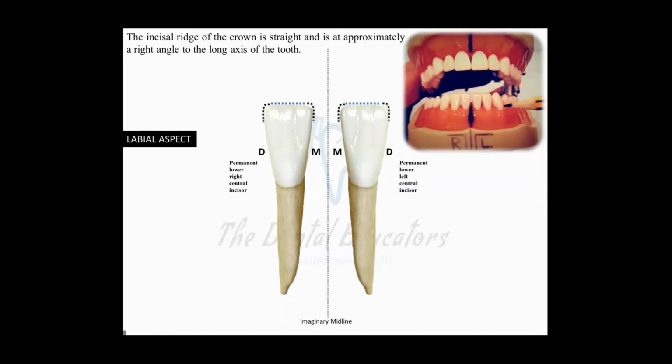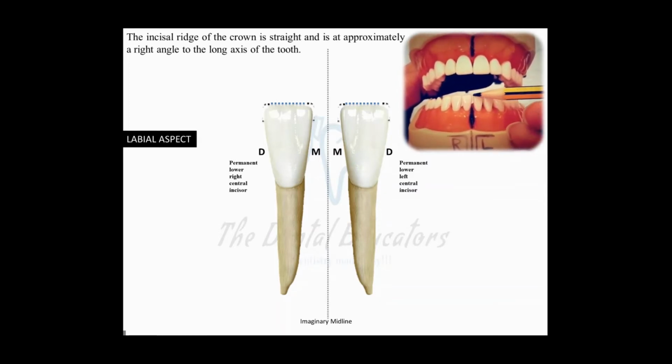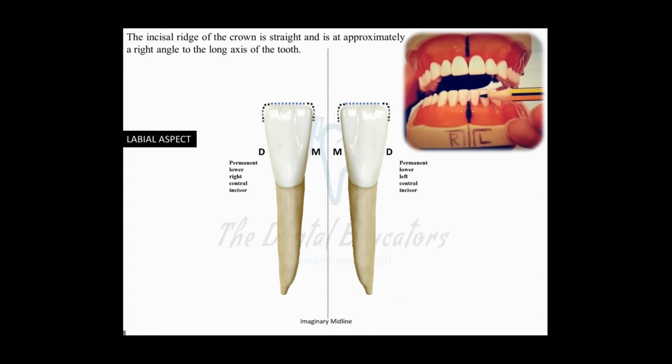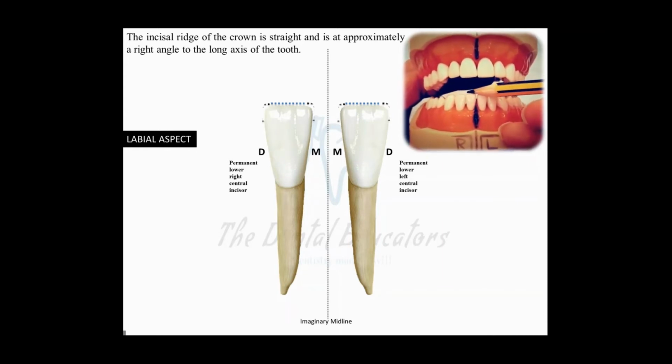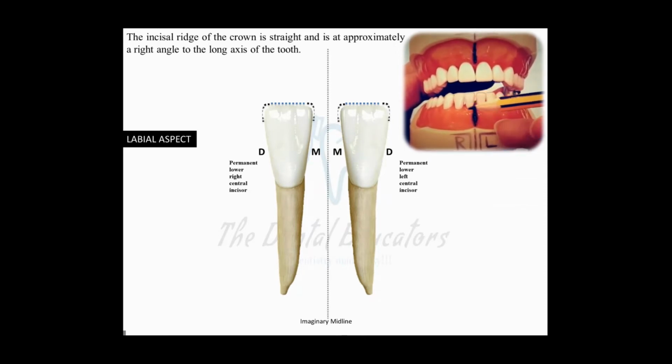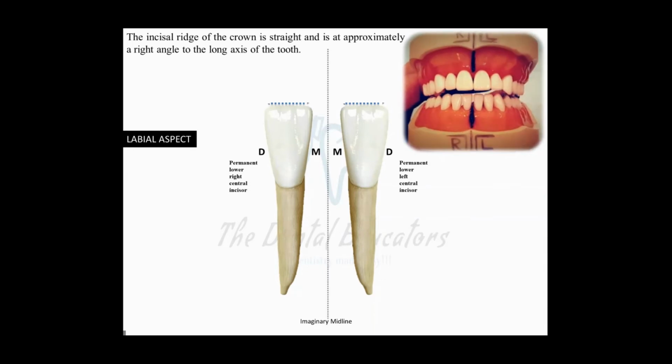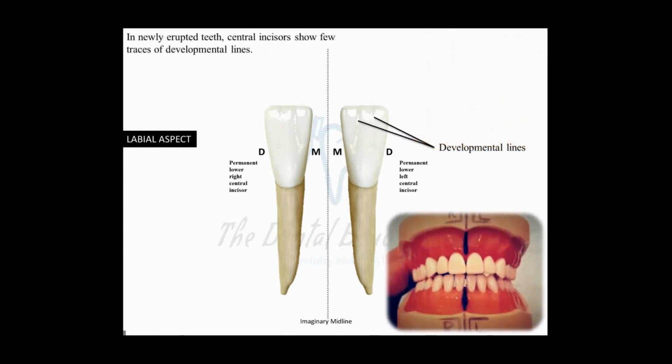Now if you see through this video demonstration, you can easily identify that the incisal edges of the mandibular central incisors are quite straight, nearly at 90 degrees to the distal angle and the mesial angle for this lower left central incisor. Similarly, for the lower right central incisor, you can see the incisal edge is nearly at 90 degrees to the mesial and the distal surface, that is, to the long axis of the tooth.